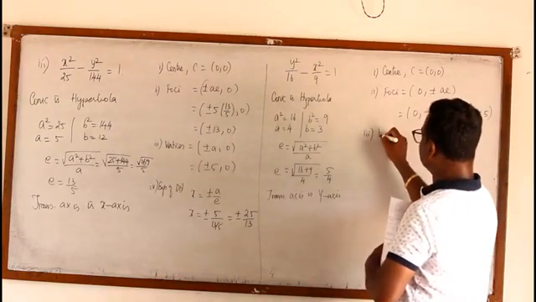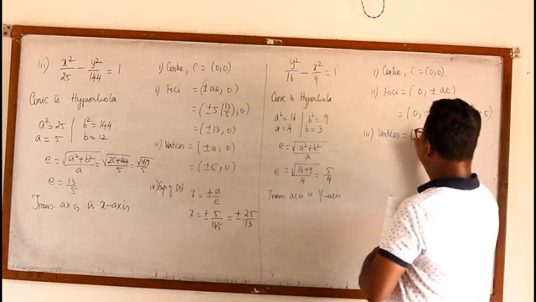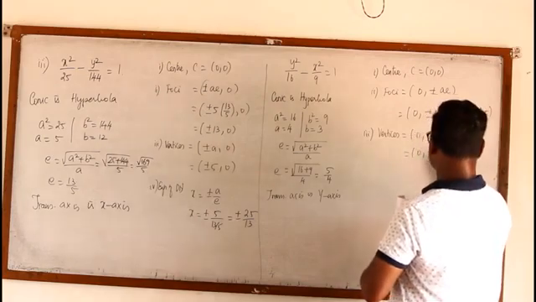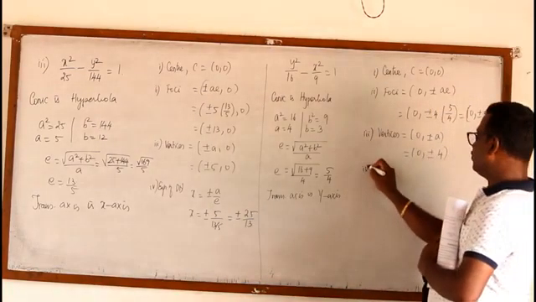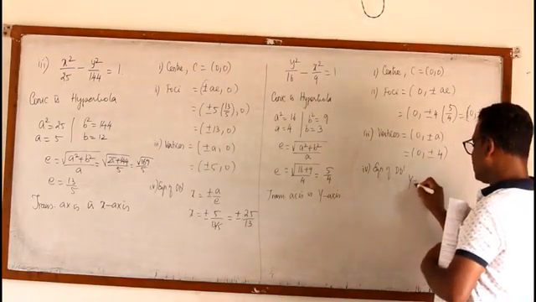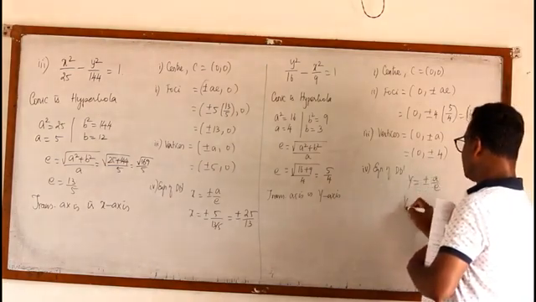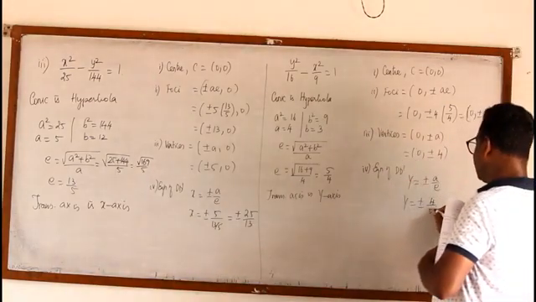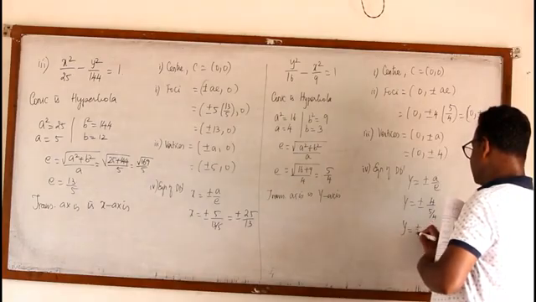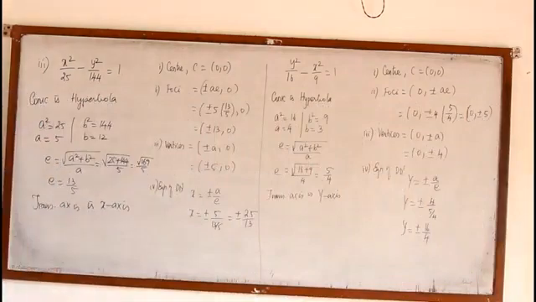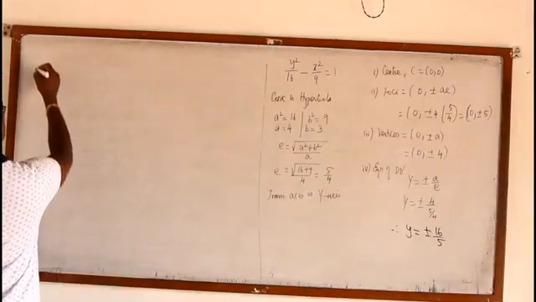Third one, vertices. 0, plus or minus a. 0, plus or minus 4, since the major axis is y axis. Then fourth one, equation of directrix. Again transverse axis y axis, so y equal to plus or minus a by e. y equal to plus or minus, a value is 4, e value is 5 by 4. So y equal to plus or minus 16 by 5. This is how we have to do. This is problem number 5. So with that, problem number 5 is over.